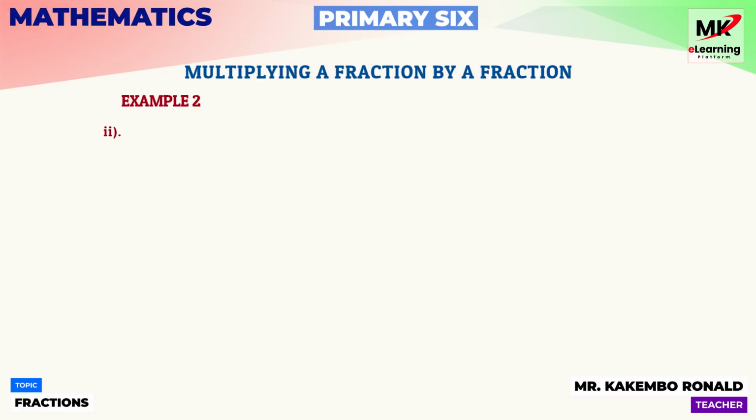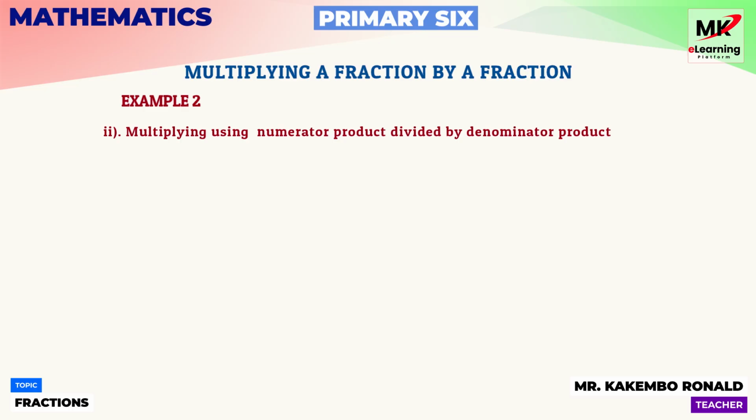Multiplying using a numerator product and denominator product. So you get the numerator product divided by the denominator product. Multiply the top numbers and multiply the bottom numbers. So if I have a third times a quarter, I will get 1 times 1 and then 3 times 4. My answer is 1 out of 12.